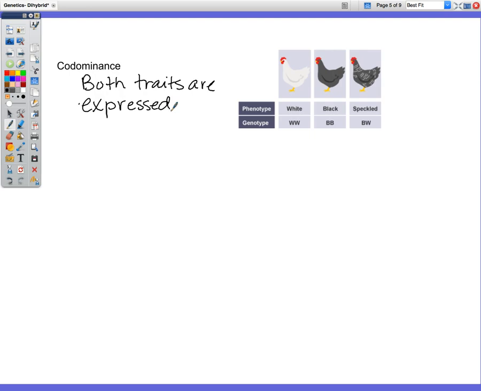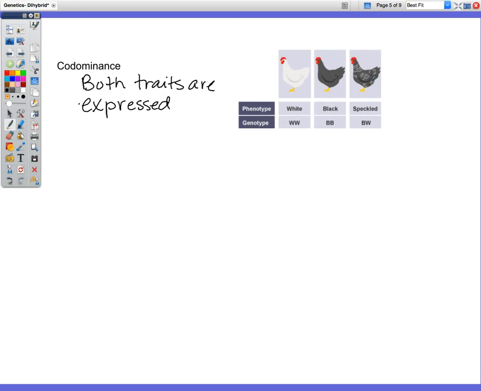Even though both traits are dominant, neither one is going to be dominant over the other, so they are both expressed at the same time. If you can notice in our diagram, we have a white chicken, both dominant, capital W, a black chicken, capital B, and then we have a speckled one, capital B, capital W. So you can see both black and white traits at the same time.